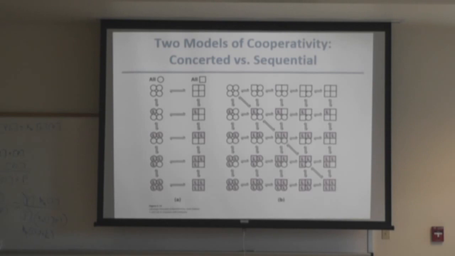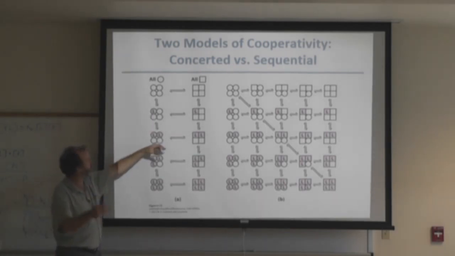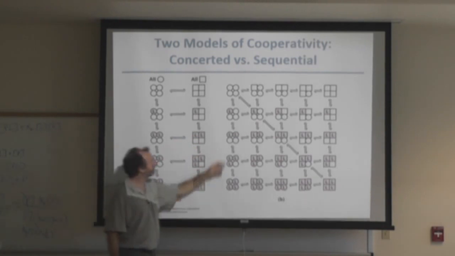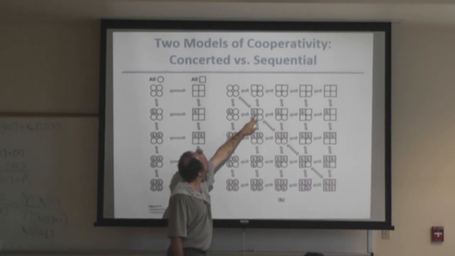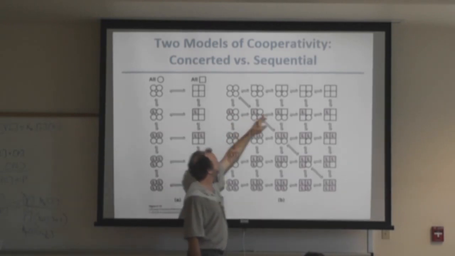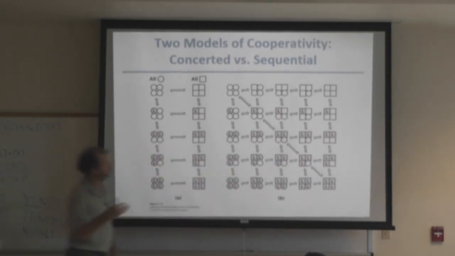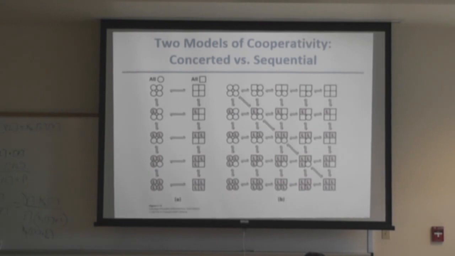And the two models of cooperativity, including concerted or sequential. Concerted is when one ligand binds, boom, they're all in a high affinity state and they all switch their conformation. Whereas sequential is when one switches its state, switching the state of the next one, and then the next one, and the next one, and so forth. So different models between the two.